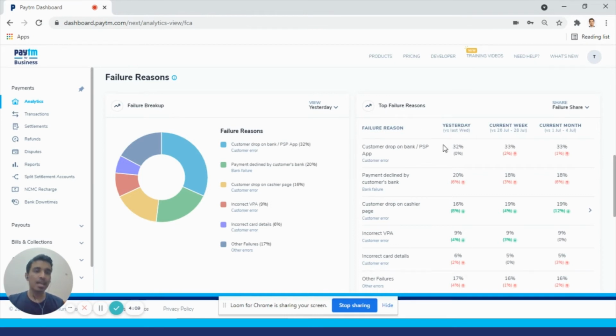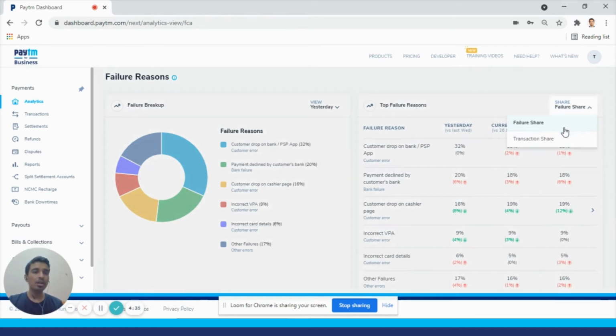What we also do with the help of this top failure reasons benchmarking table is we tell you how your failure reasons have done as compared to previous benchmarks, like we did for success rate in the above sections. So if I look at this particular graph, in the current week, customer drop on Bank PSP app constituted 33% of all the failure transactions, which is 2% higher than what it was last week. So that in a sense is what we are trying to convey from this particular table. What the merchant can also do is change this view from a failure share to a transaction share.